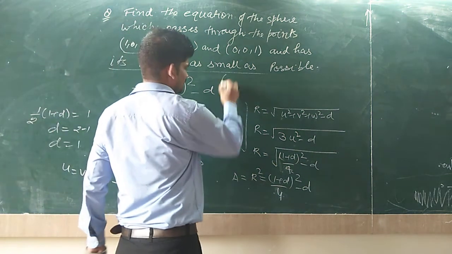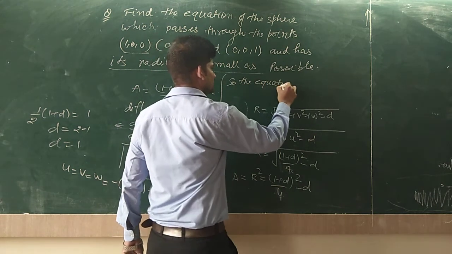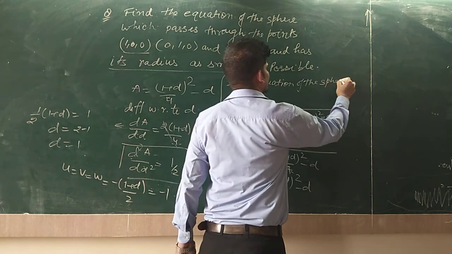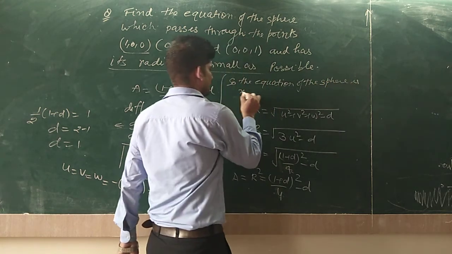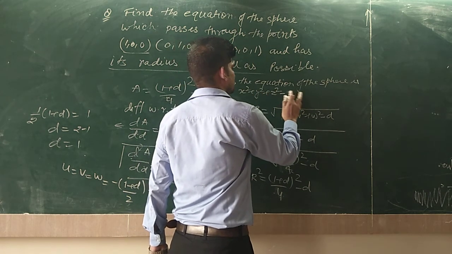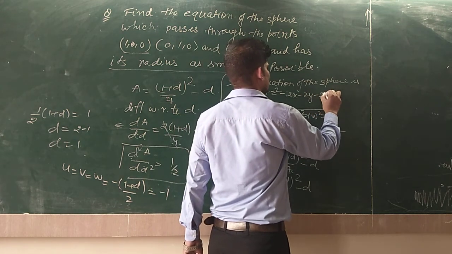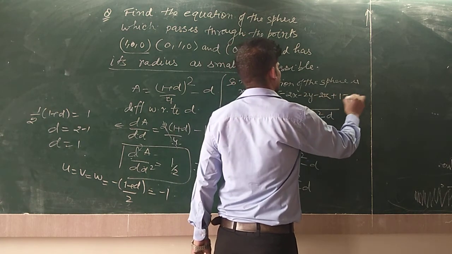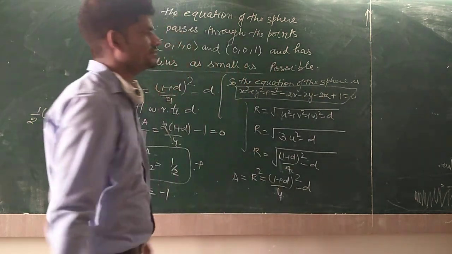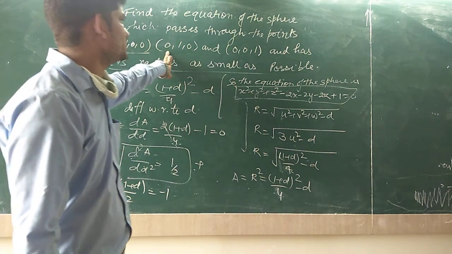So the equation of the sphere is x square plus y square plus z square minus 2x minus 2y minus 2z plus 1 equal to 0. This is the equation of the sphere whose radius is smallest and which passes through the points 1, 0, 0; 0, 1, 0; and 0, 0, 1.